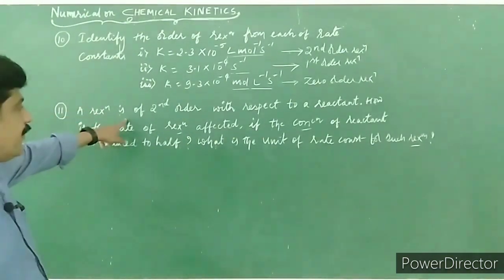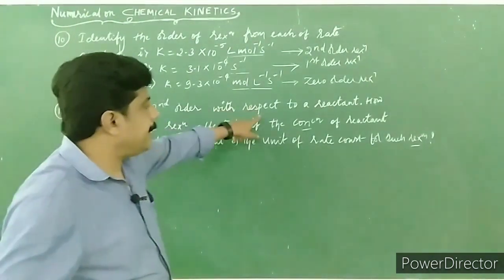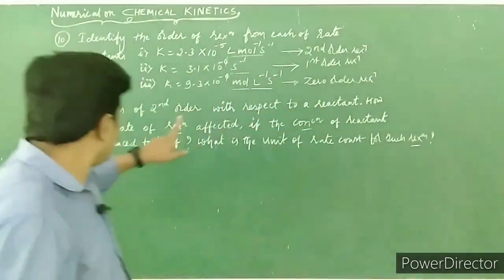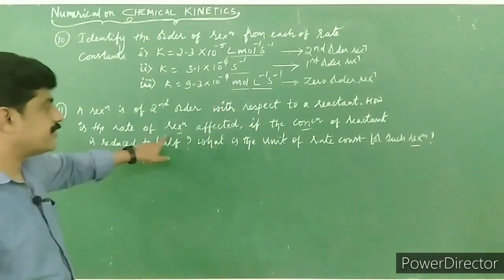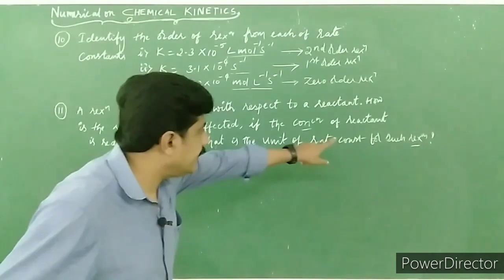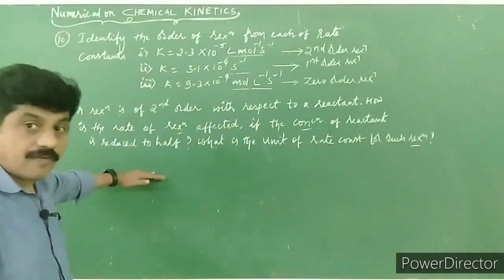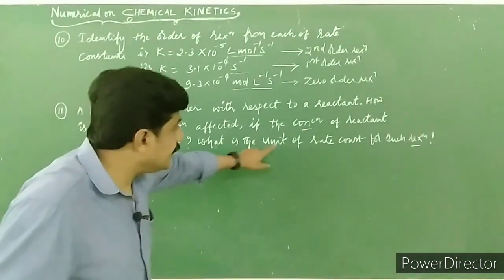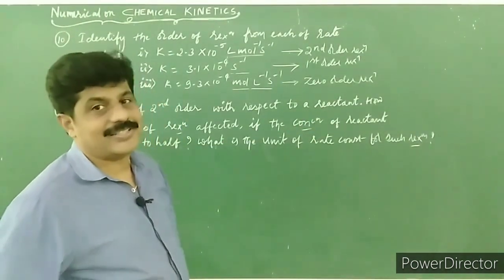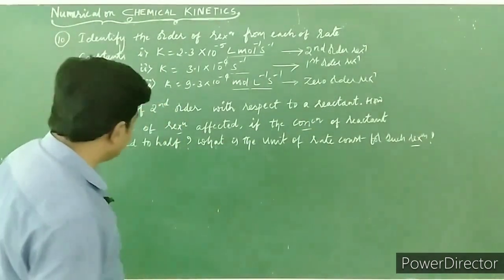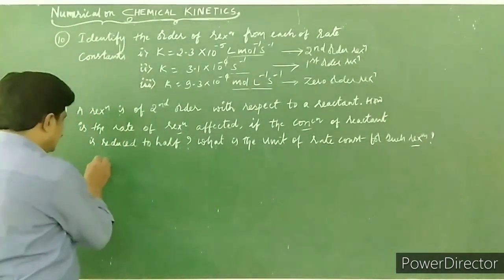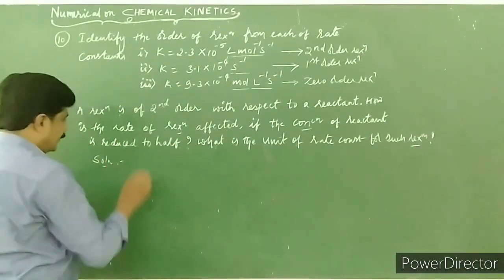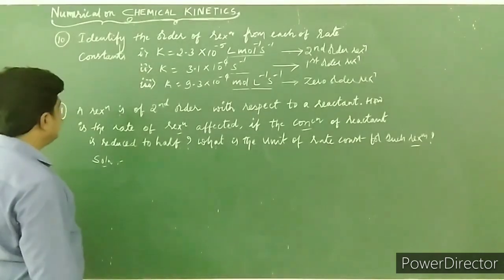A reaction is of a second order with respect to a reactant. How is the rate of a reaction affected if the concentration of reactant is reduced to half? What is the unit of a rate constant for such a reaction? Children, again it's a very simple numerical. Let me solve. Solution.